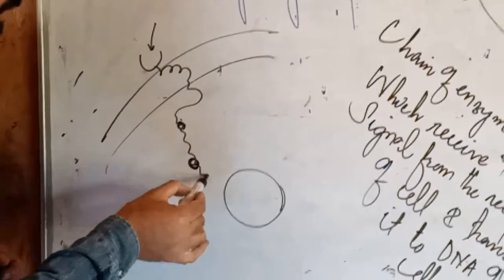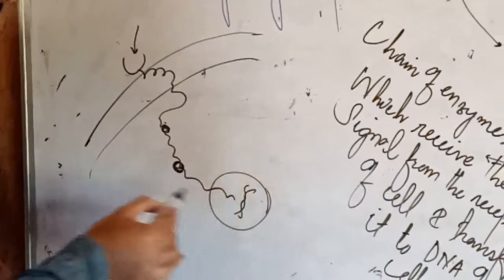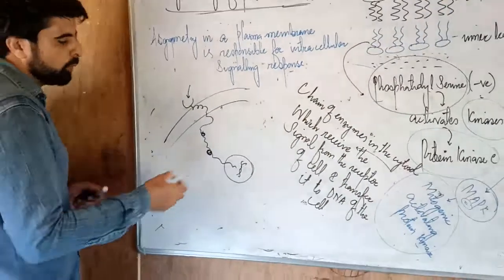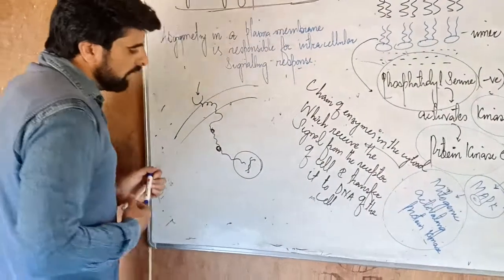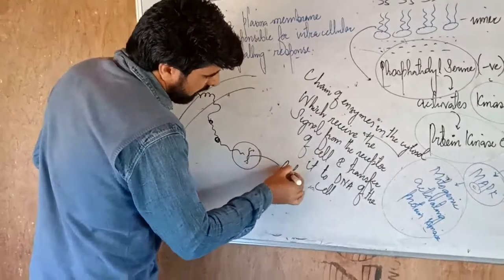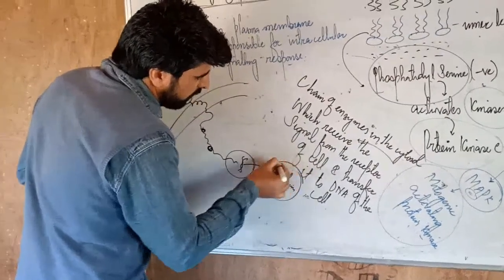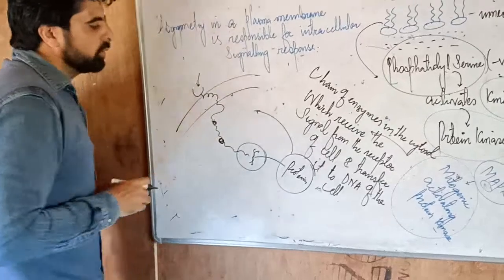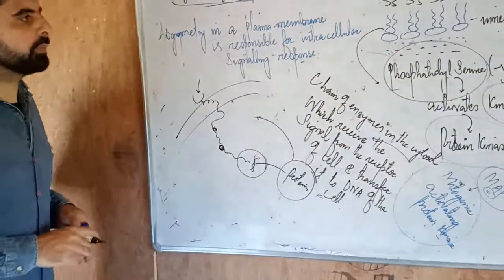Now this signal is transmitted to the DNA. Now this DNA gets activated. Now it is showing its action. It gets expressed in the form of proteins with the process of translation, and these proteins now show the response to that signal which comes from the external environment.